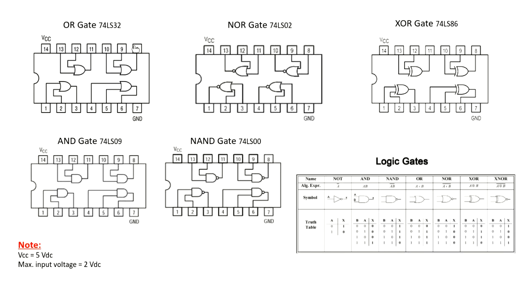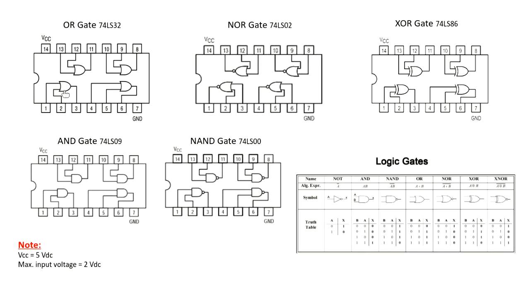If you look at this IC, there are a total of 14 pins, starting from pin 1 at the bottom left: 1, 2, 3, 4, 5, 6, 7, and then 8 is on the top right corner, 8, 9, 10, 11, 12, 13, 14. Total 14 pins in that IC. There are a total of 4 gates.